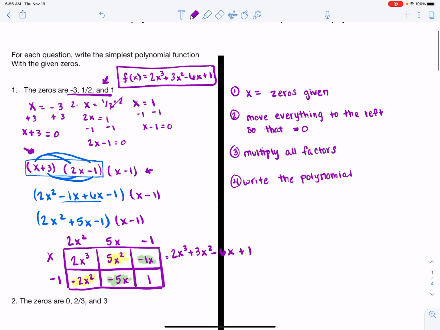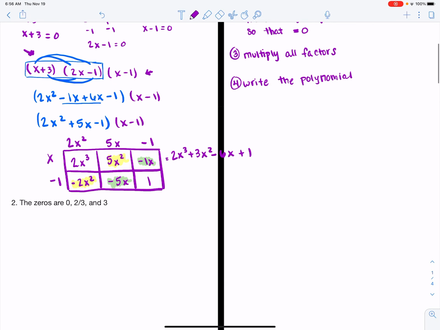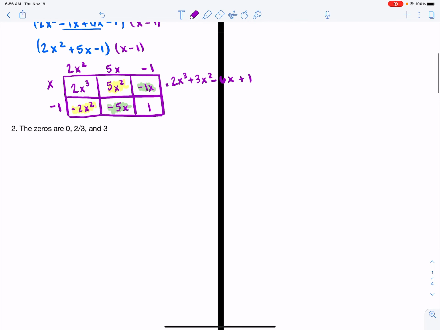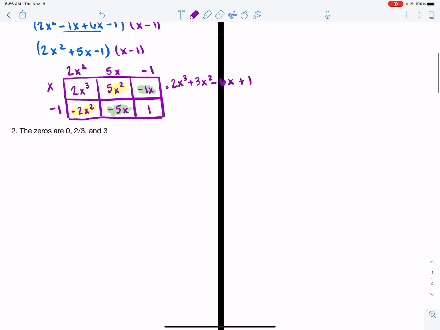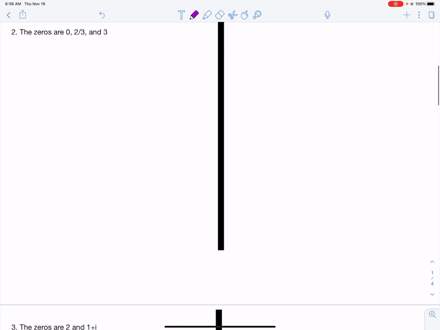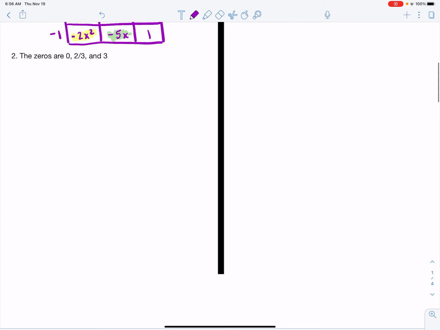Yesterday, you started with this equation and came up with these zeros. So we're literally doing everything backwards, okay? Number 2, if the zeros are 0, 2/3, and 3, step 1, we're going to make this x equals the zeros or the roots that are given. So write them as x equals. So x equals 0, x equals 2/3, x equals 3.